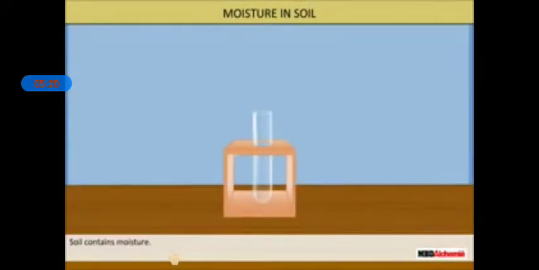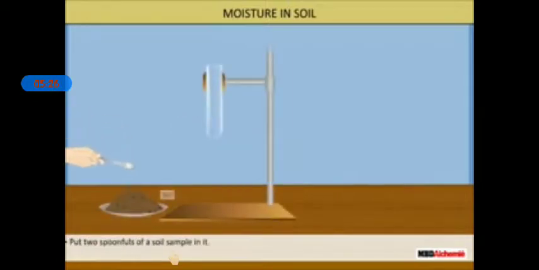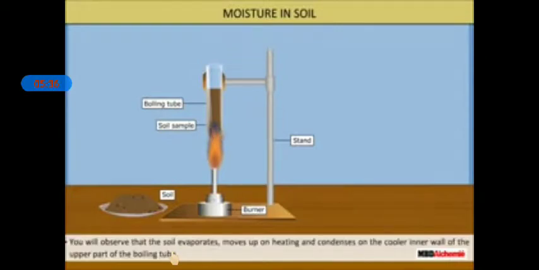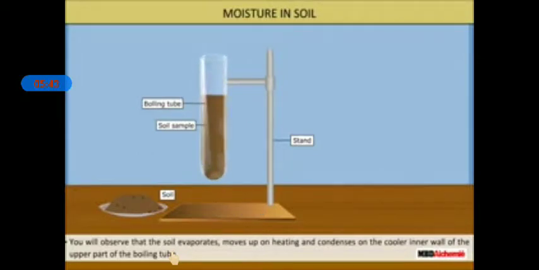Soil contains moisture. Let us do an activity to show this. Take a boiling tube. Put 2 spoonfuls of soil sample in it. Heat it and observe it. You will observe that the moisture from the soil evaporates, moves up on heating, and condenses on the cooler inner wall of the upper part of the boiling tube.